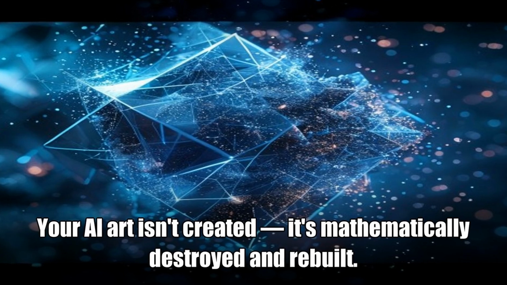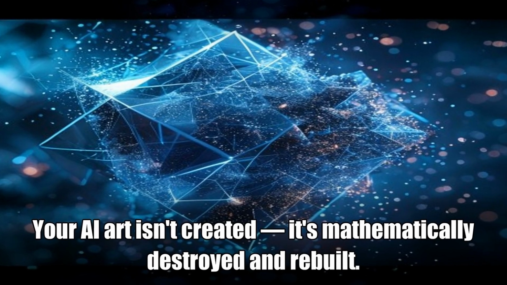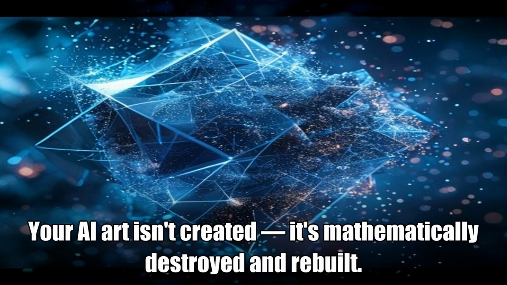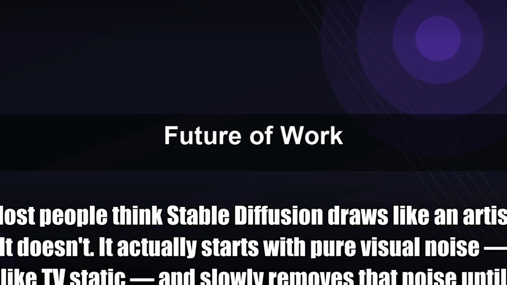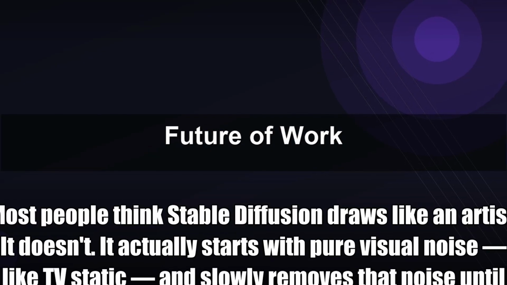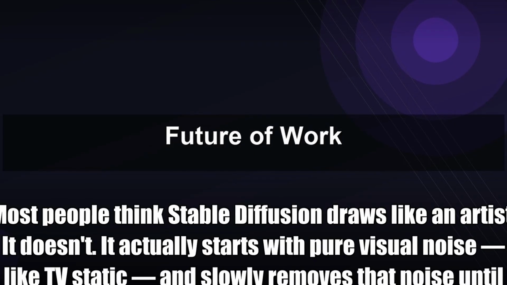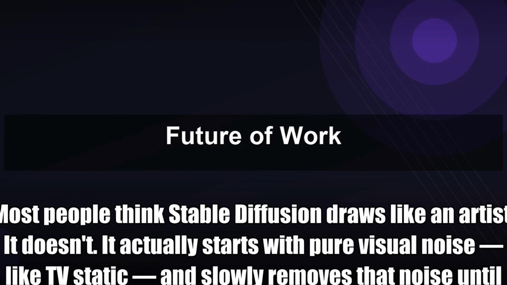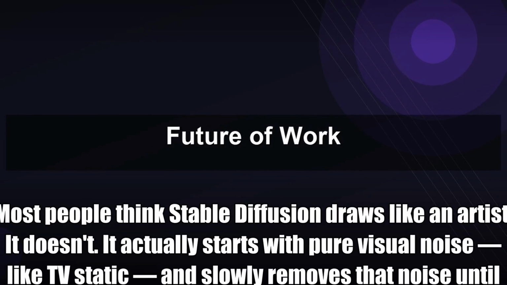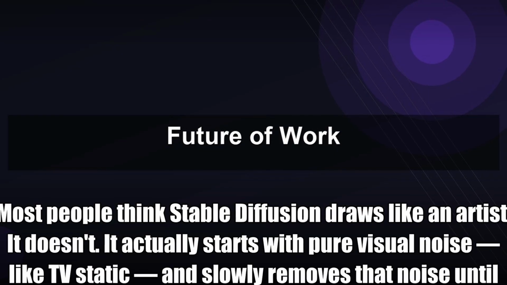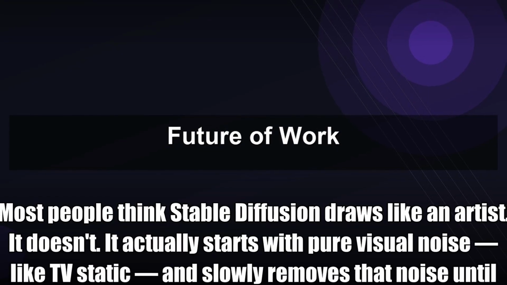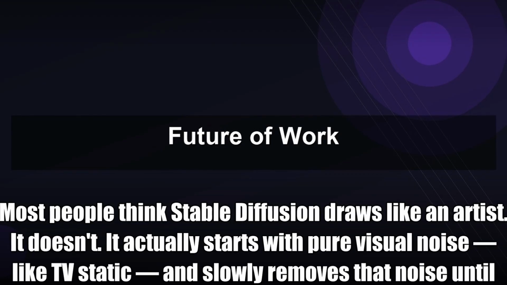Your AI art isn't created, it's mathematically destroyed and rebuilt. Most people think Stable Diffusion draws like an artist. It doesn't. It actually starts with pure visual noise, like TV static, and slowly removes that noise until an image appears. That process is called diffusion, and it's genuinely nothing like how a human creates anything.